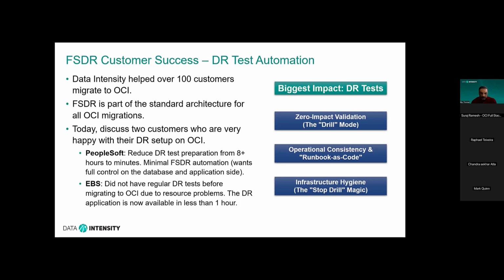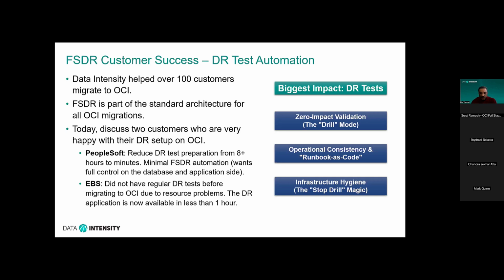Preparing the DR test, when they were on premises, used to take 8+ hours for them to manually do all the pre-checks, network configuration, all of that, just to prepare for the DR test. When we implemented FSDR, this customer didn't want to go 100% automation. They still wanted to keep all the control they used to have. So they took the minimal approach.